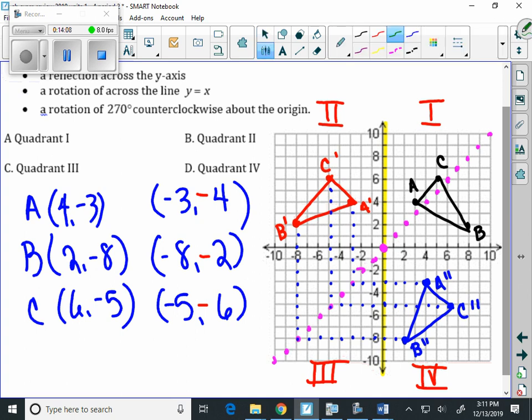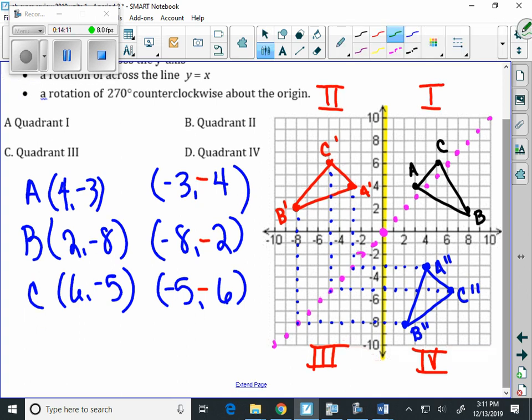Here, I should have written that in green, but I'm going to draw the picture in green. Negative 3, negative 4. There's our new A. Negative 8, negative 2. Here's our new B. And negative 5, negative 6. Here's our new C. And what we see right below that is the quadrant that we end up with is quadrant 3.